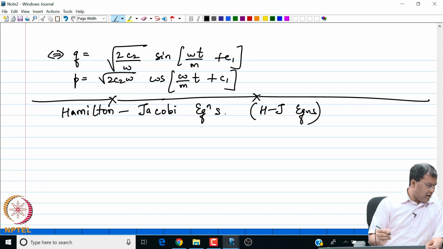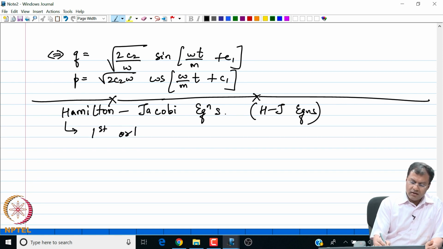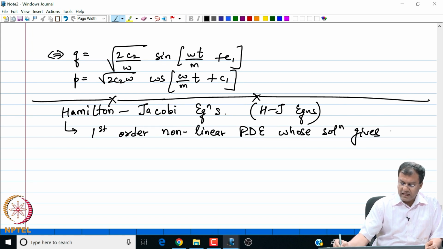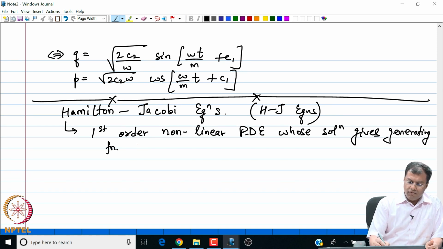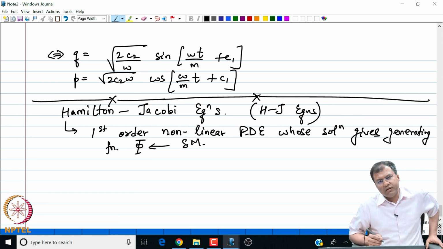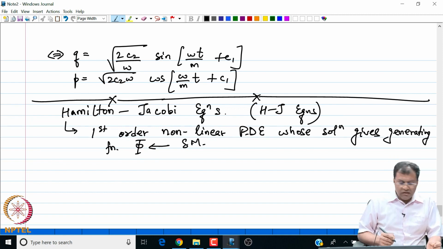So what are HJ equations? Just some information: they are first order non-linear partial differential equations whose solution gives the generating function phi, which in turn gives the symplectic map, which converts from one Hamiltonian system to the other. So this question is, what is this equation?